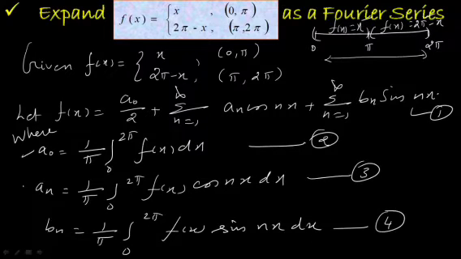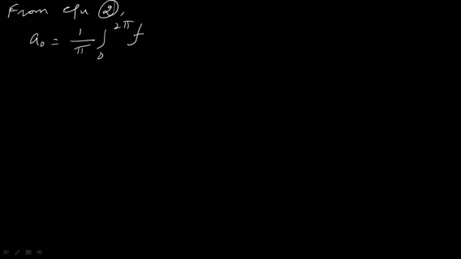After calculating the values of a0, an and bn, let me substitute in equation 1, then the problem will be over. Let me now first calculate the value of a0. So for that we make use of equation 2. From equation 2, the formula we are going to use for calculating a naught is equal to 1 by pi integral 0 to 2 pi f of x dx.